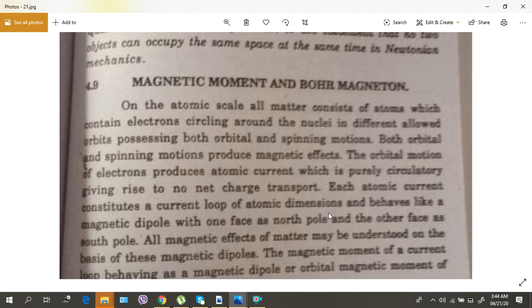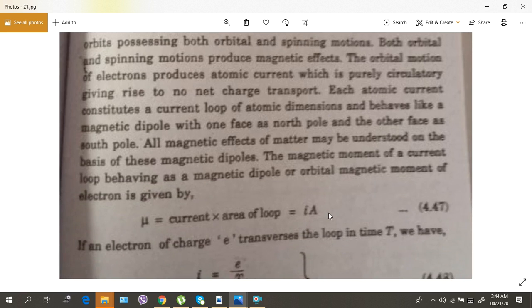And the orbital motion of electrons produces atomic current, which is purely circulatory, giving rise to no net charge transport. So it means that each atomic current constitutes a current loop of atomic dimensions and behaves like a magnetic dipole, with one face as north pole and the other face as south pole. All magnetic effects of matter may be understood on the basis of these magnetic dipoles. So the magnetic moment of a current loop behaving as a magnetic dipole, or orbital magnetic moment of electron, is given by.